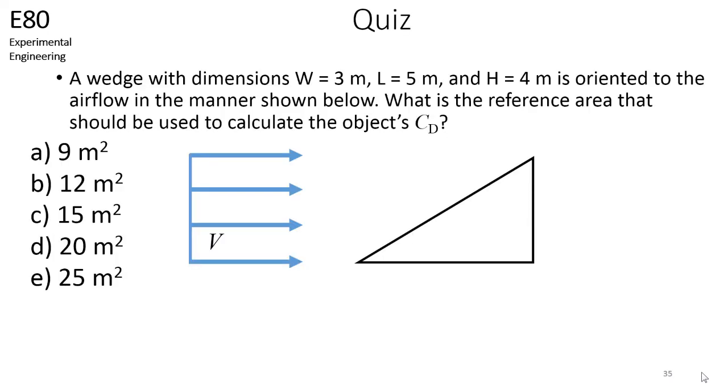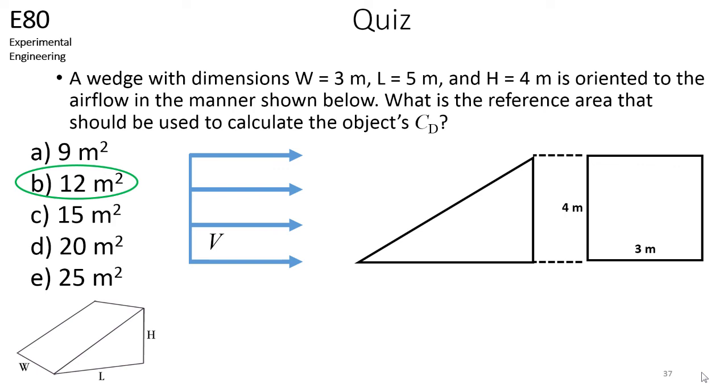Now let's take a quiz. Here we have a wedge that is oriented to an oncoming flow of air in the manner shown here. The wedge has a width of 3 meters, a length of 5 meters, and a height of 4 meters. Width, length, and height are defined here. What is the reference area that should be used to calculate the object's drag coefficient? Please pause the video now, work out the problem, and select one of the choices to the left. Unpause the video to see the solution to this problem.